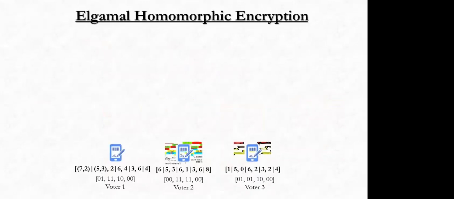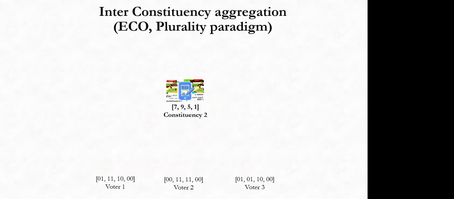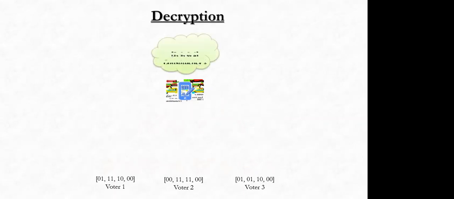Carry on, please. So this is the score voting summary, the hierarchical aggregation. These are hierarchically aggregated along with the BLS signature. And this is the inter-constituency aggregation, which takes place by ECO using the plurality paradigm, and the final decryption happens.